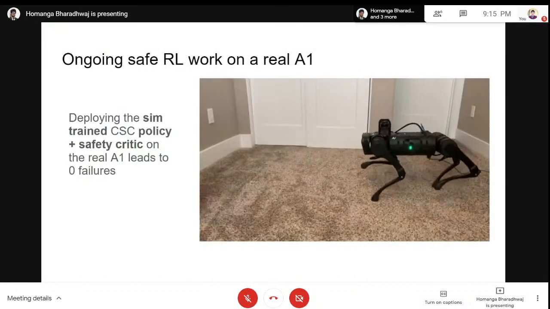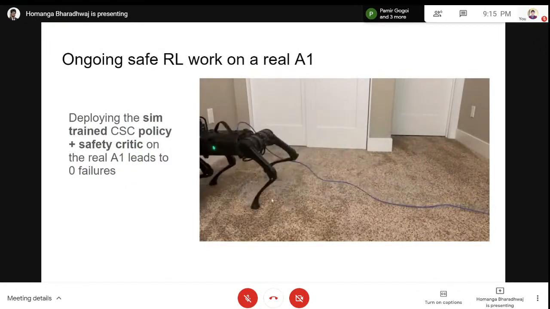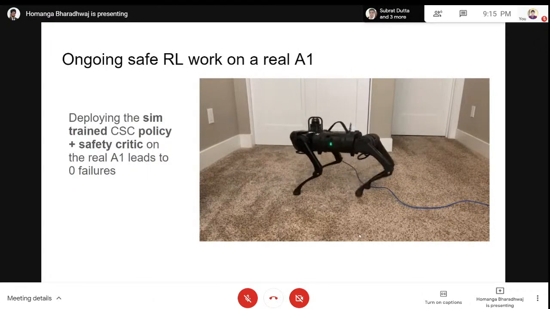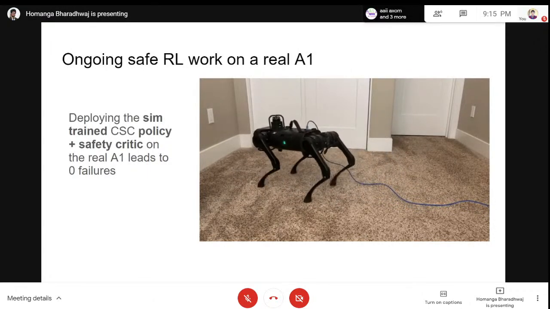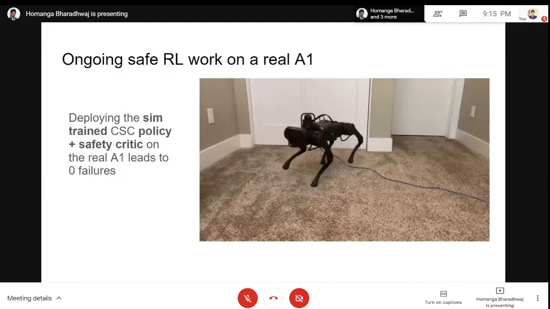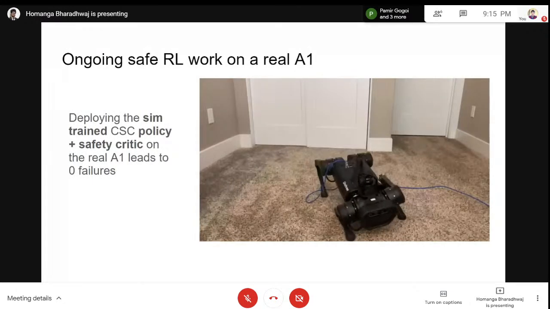And this is some ongoing work. After training it in simulation, we actually deployed the policy on this real robot, which is a real quadruped, and we see that it doesn't fail in the environment, doesn't fall down, as you can see in this video. Which is good, and that is the type of behavior that we want from this agent.